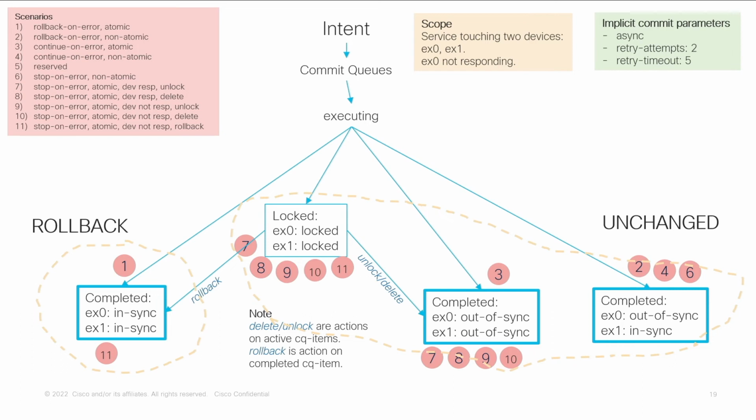But you also have this intermediate state that is stop on error. And I'm not sure if anyone is using stop on error. But when you end up in stop on error, you have the choice to either do a rollback or you can just unlock, delete it, and end up in this state where all the devices are out of sync because no configuration will be pushed to a device.